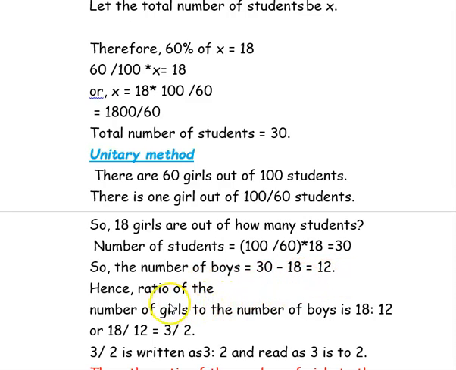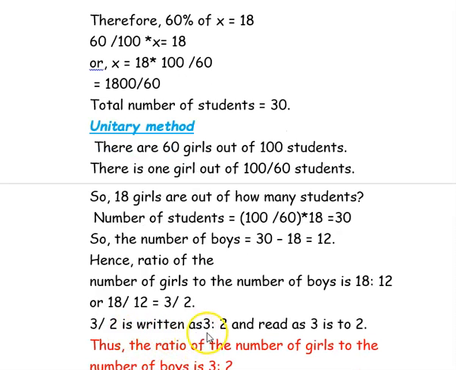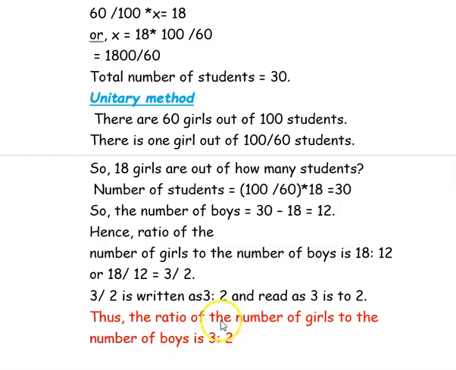So, now we want to find the ratio of number of girls to the number of boys. So, number of girls is 18 to number of boys is 12. We can write the same as a fraction, 18 divided by 12. If you simplify, you will get 3 divided by 2. So, 3 divided by 2 can be written as 3 is to 2. This symbol is read as 'is to'. So, 3 is to 2. Thus the ratio of number of girls to the number of boys is 3 is to 2.